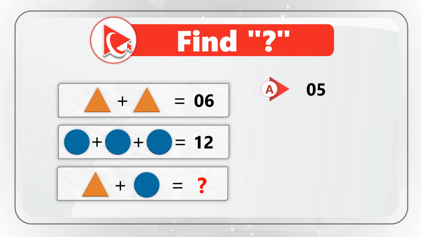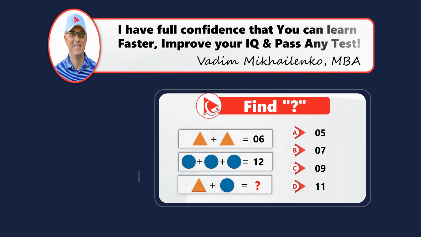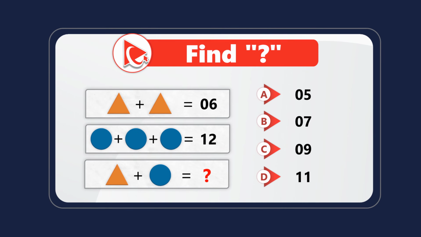Choice A, 5. Choice B, 7. Choice C, 9. And last but not least, choice D, 11. Take a close look to see if you can complete the calculations. Are you ready? Let me share with you my version of the answer here, and obviously if you have a better way to solve it, please make sure to post in comments.